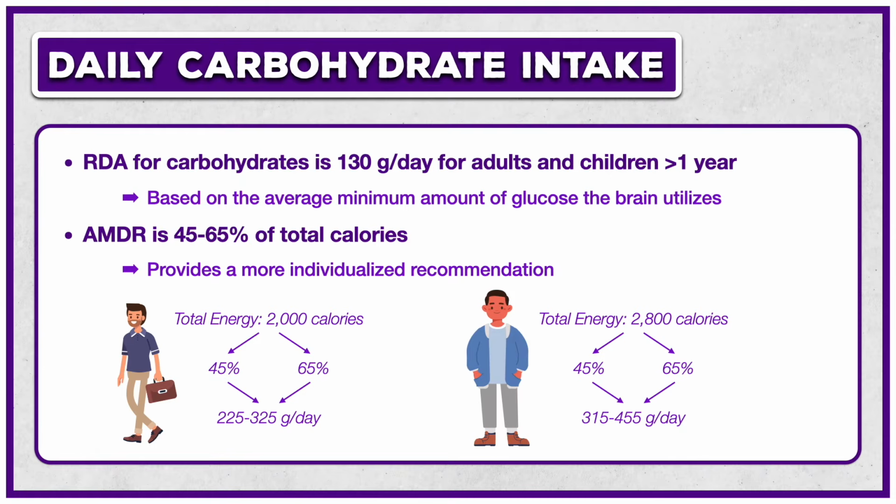When you take 45 to 65% of that calorie requirement and divide it by 4 calories per gram, Mr. Smith has a carbohydrate need of 225 to 325 grams, whereas Mr. Rivera has a higher need of 315 to 455. The total grams per day suggested by the AMDR would provide enough energy to fuel the adult brain, but it would also help to fuel physical activity and ensure adequate glycogen storage to support the blood glucose level between meals.